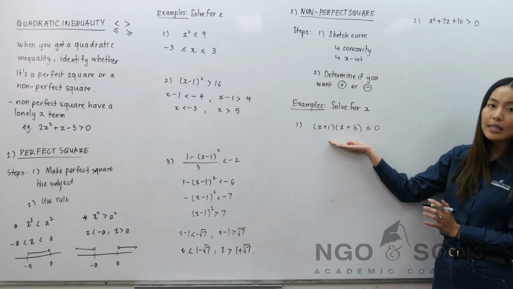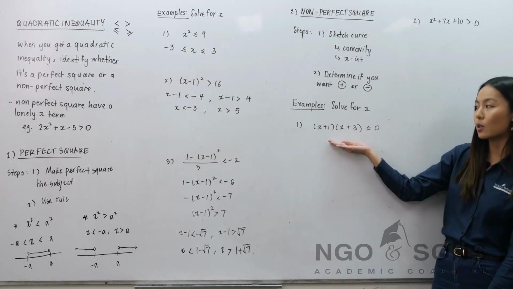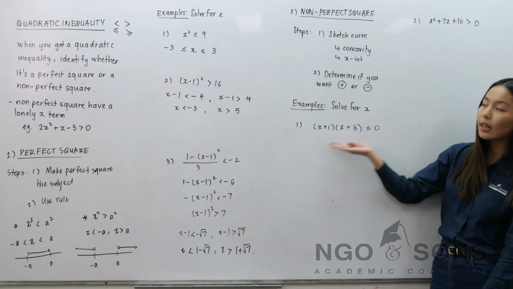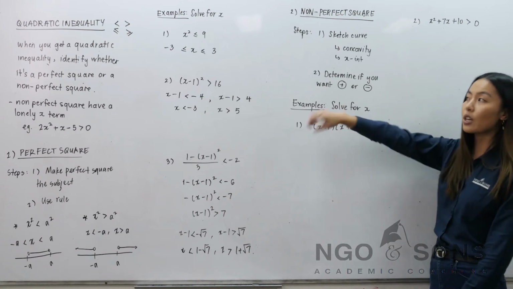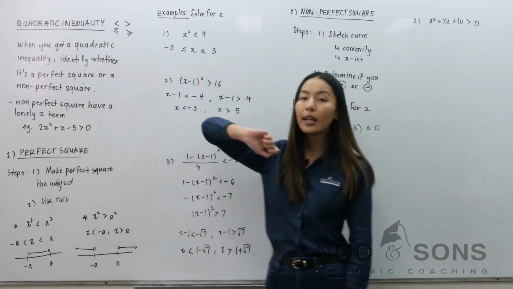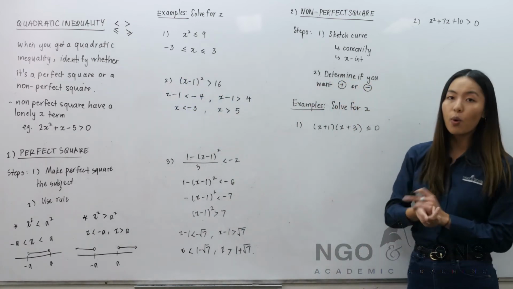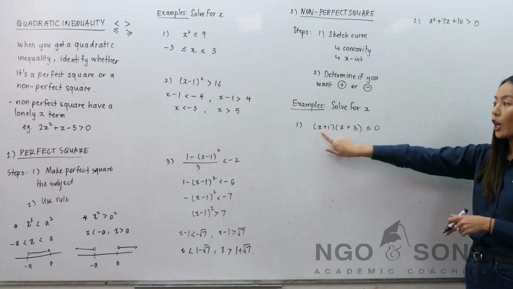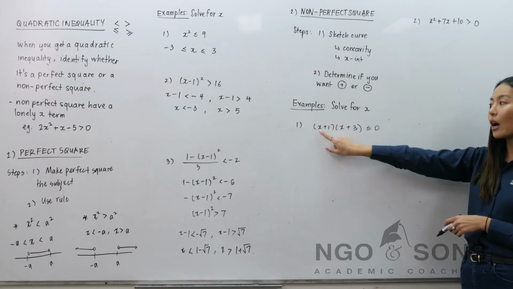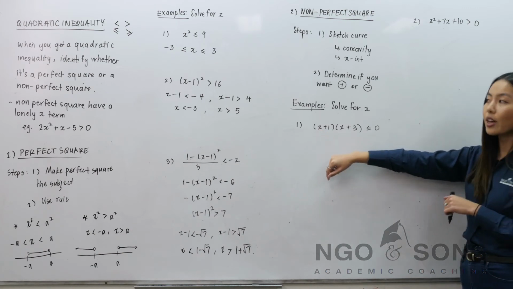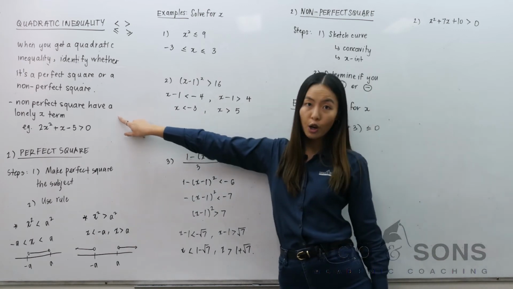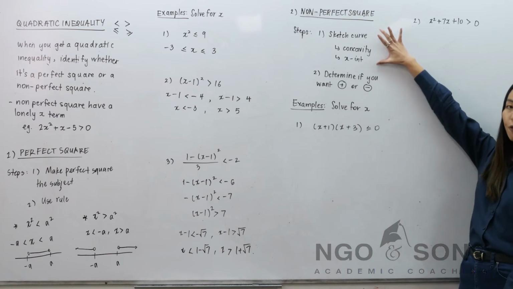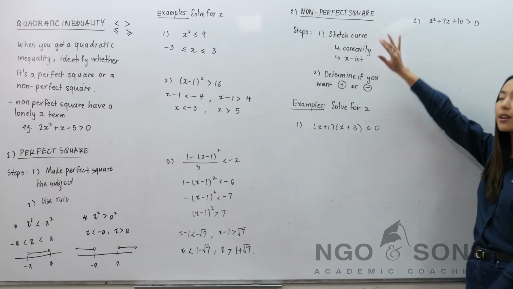Now, just do it inside your head for me. If you were to expand these brackets out, the highest power of x is going to be a 2, so it's a quadratic. You have a less than or equal to symbol, so you have a quadratic inequality. Now, we know for quadratic inequality there are two types, perfect square and non-perfect square. Do you guys agree that when I expand this out, I'm going to have a lonely x term? Therefore, it is a non-perfect square quadratic inequality. For a non-perfect square, your first step was to draw a quick sketch.